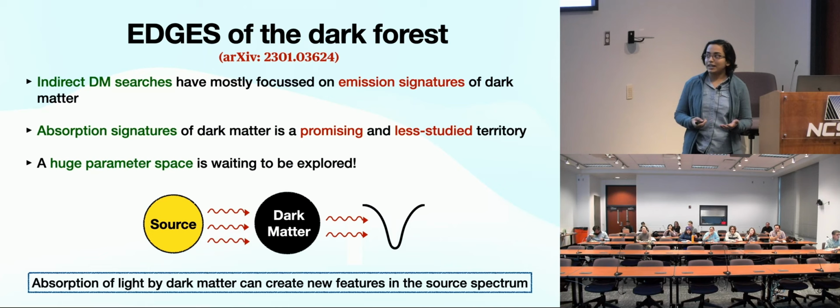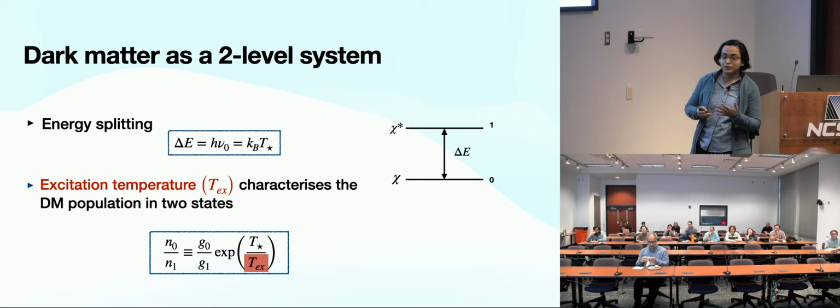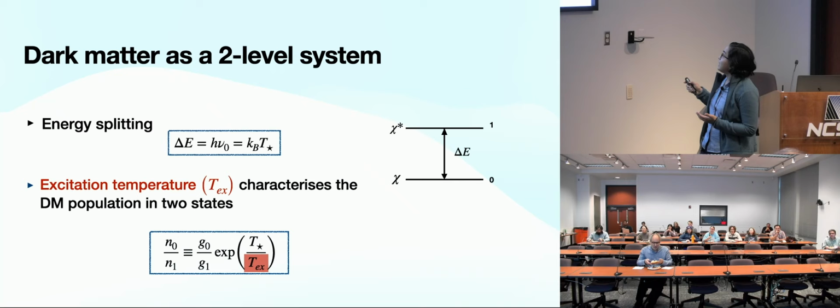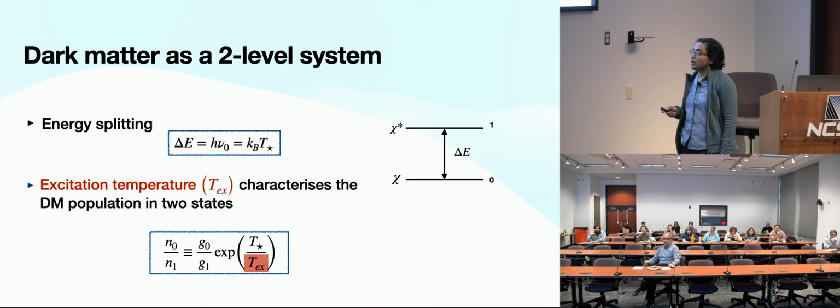To understand how these spectral features can get imprinted, we can simply take dark matter to be a two-state system. This is the ground state, and chi star is the excited state with an energy splitting delta E. Dark matter will occupy both the ground state and the excited state, and we can express this using the Boltzmann law, where N1 by N0 represents the ratio of dark matter particles in the two states, which is equal to the ratio of degeneracy factors times an exponential. Inside the exponential we have the energy splitting, which in temperature units is T star, and T excitation represents the temperature that decides the population in the two states.